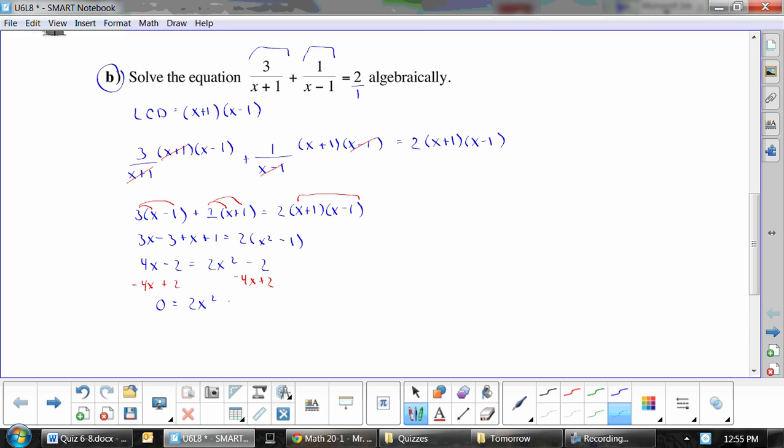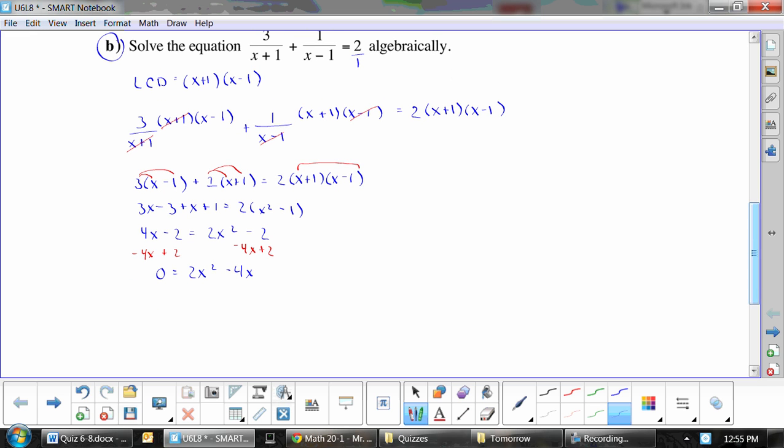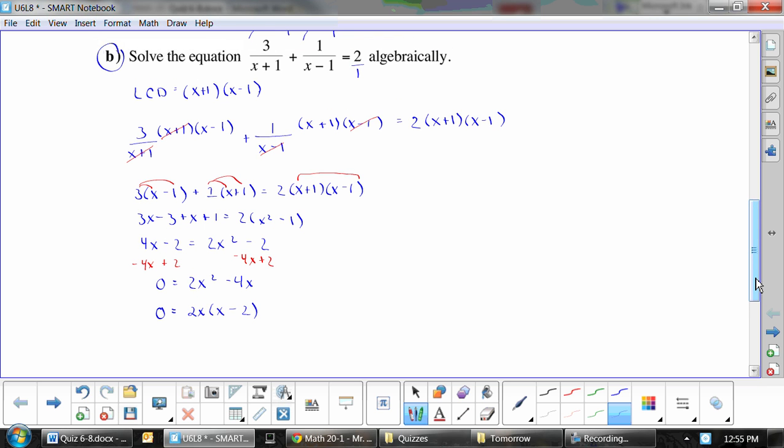So we get 2x squared minus 4x, and then our 2's cancel out. Here we can say we get a GCF of 2x, and then x minus 2. At this point, we're solving it just like we would in our quadratic equations unit. So 2x is equal to 0, so x is equal to 0. x minus 2 is equal to 0, so x is equal to 2.